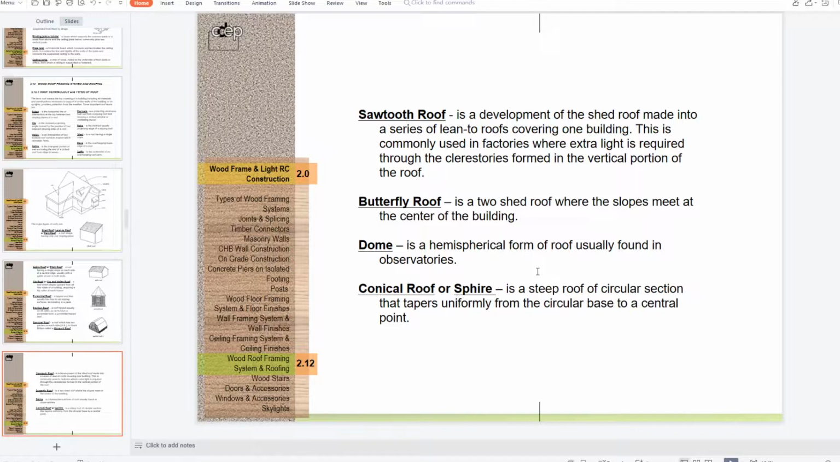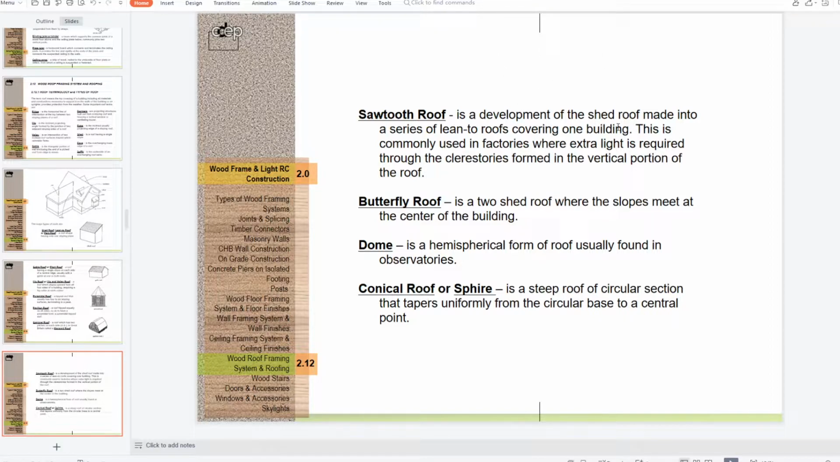Then may ara makita nga sawtooth roof. So it is a development of a shed roof made into a series of lean-to roofs covering one building. So this is commonly used in factories where extra light is required through clerestories formed in the vertical portion of the roof. So makita nyo nga daw ngipon siya sang lagari. So that is sawtooth roof.